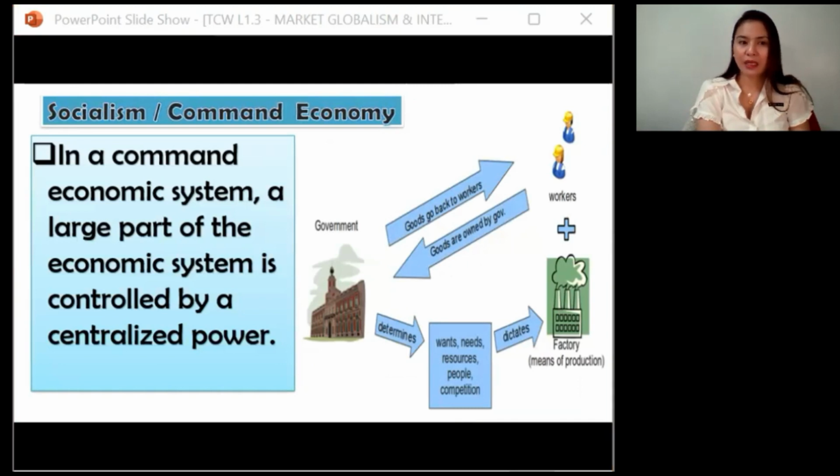Basically, in a command economic system, guys, a large part of the economic system is controlled by a centralized power. So this is basically managed or administered by the government. The best example is the USSR, wherein most decisions were made by the central government. This type of economy was the core of the communist philosophy.